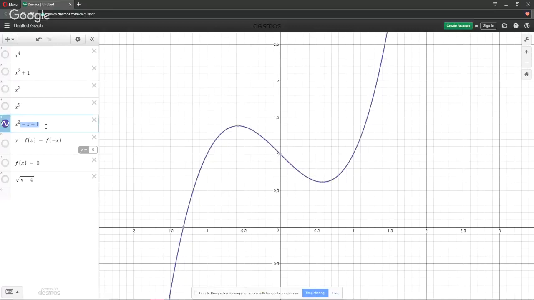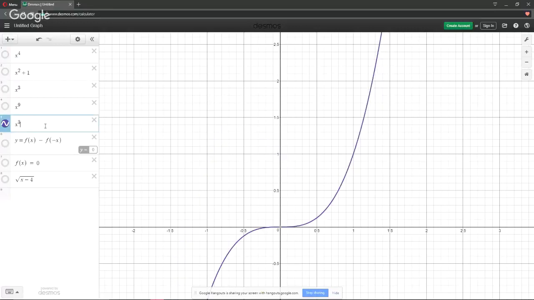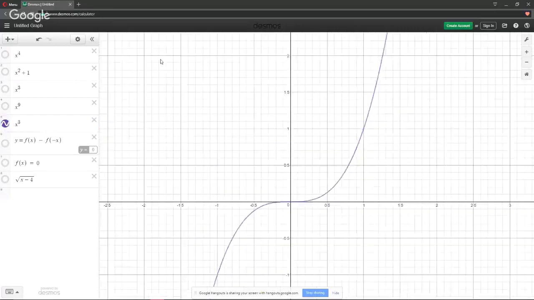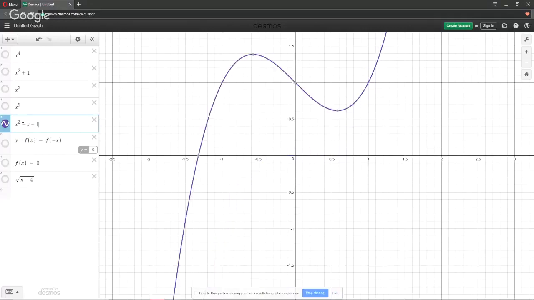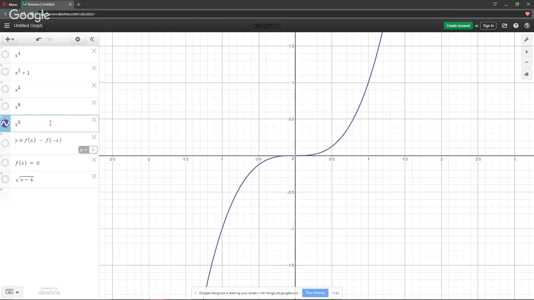Now, if I got rid of all this, let's just magically make it go away. Now, is that an odd function? Say yes. Yes. Is it x cubed minus x plus 1? No, just x cubed. Is that an odd function? It's not. Wait, hold on. No, you changed it because it was x minus. Yeah, I get rid of all that.